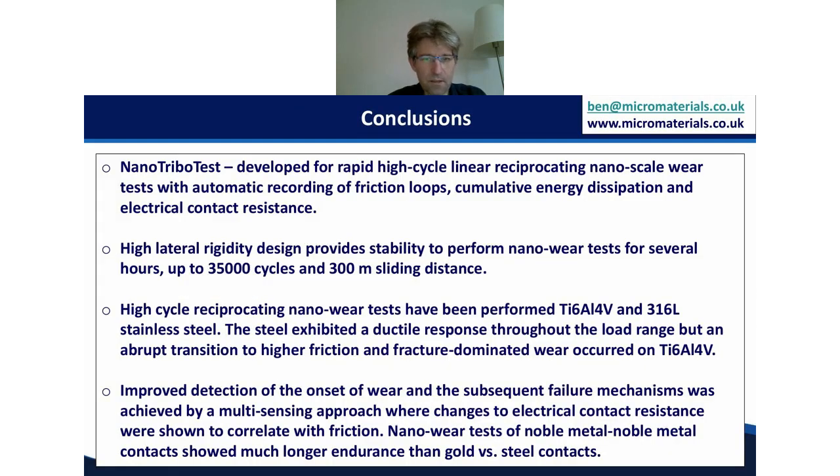So this was just a very, very quick overview of this new technology. So we've got this new technology for rapid high cycle linear reciprocating nanoscale or microscale wear tests, where we can automatically record the friction, cumulative energy dissipation from friction loops and electrical contact resistance. And we retain the high lateral rigidity of the nanotesting, and that's a particular advantage that allows us the stability to do tests really up to, in this case, the highest so far is 300 meters of sliding distance, which is an awful lot for a nanoscale test instrument, and some interesting results on biomaterials and also alloys.